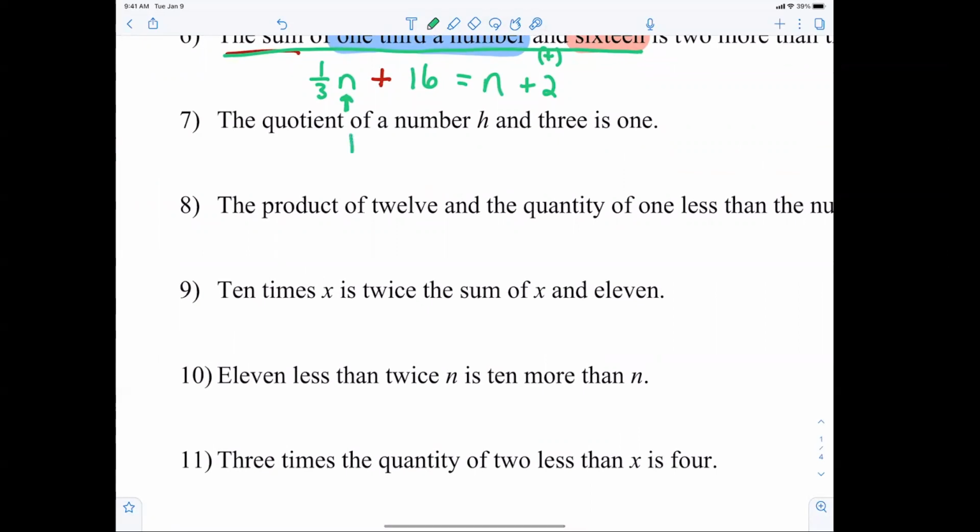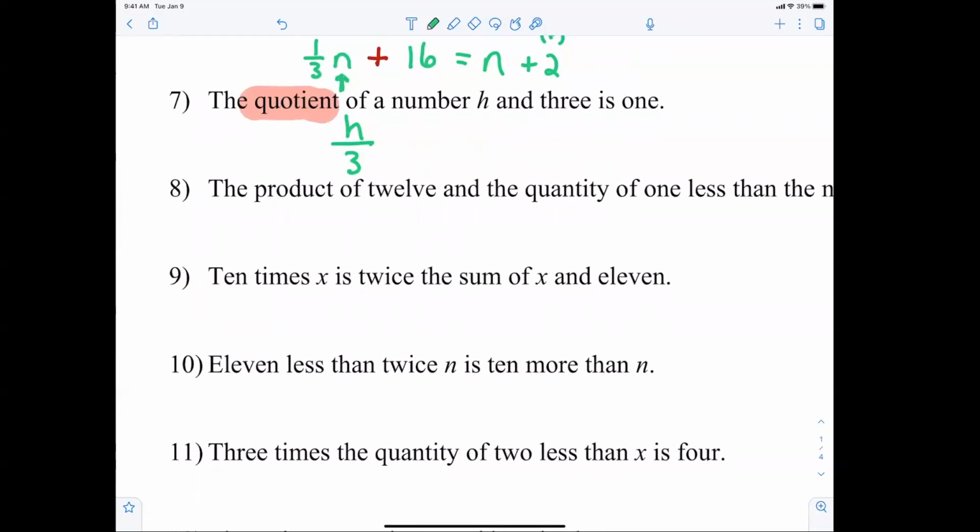H over 3, because quotient means what? And divide, we're going to use as a what? Fraction. That is correct. Keep going. Equals 1. All right, I'm pretty happy with that. Good job, Ashley.